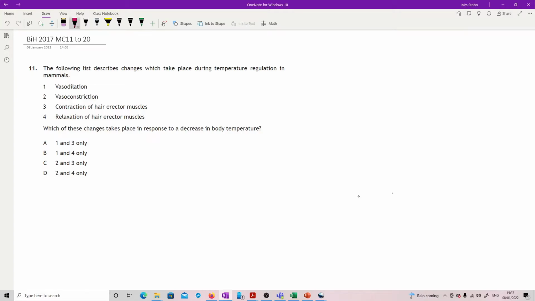Okay, the 2017 paper, second half of the multiple choice. The following list describes changes which take place during temperature regulation in mammals. Which of these changes takes place in response to a decrease in body temperature? So you are cold. If you're cold, well, you would shiver, but we have no information about that.